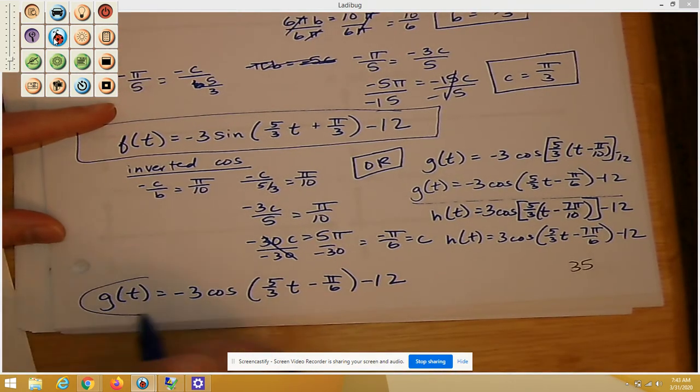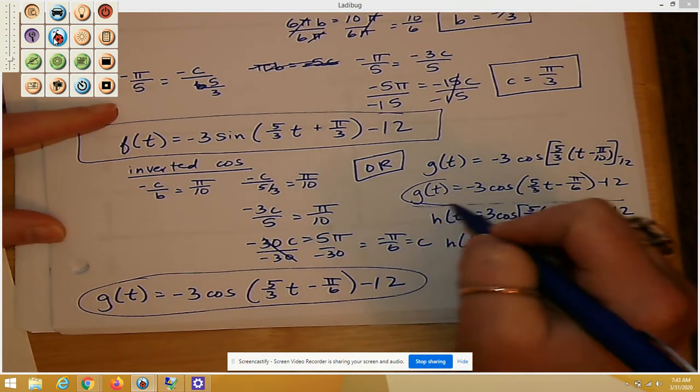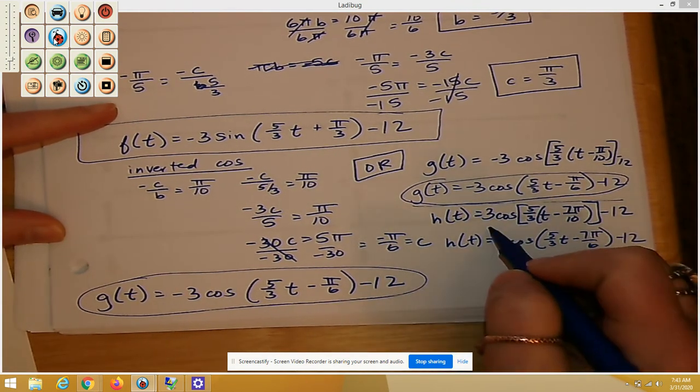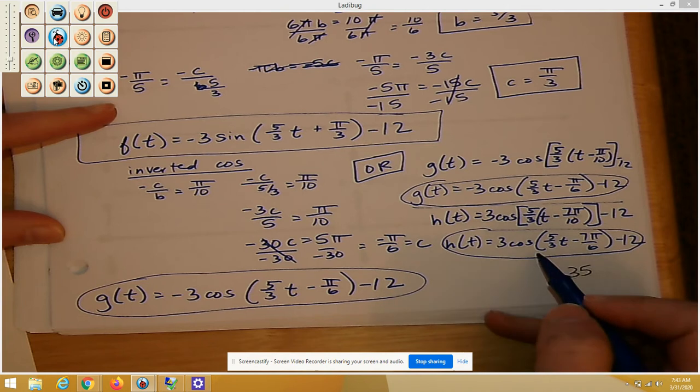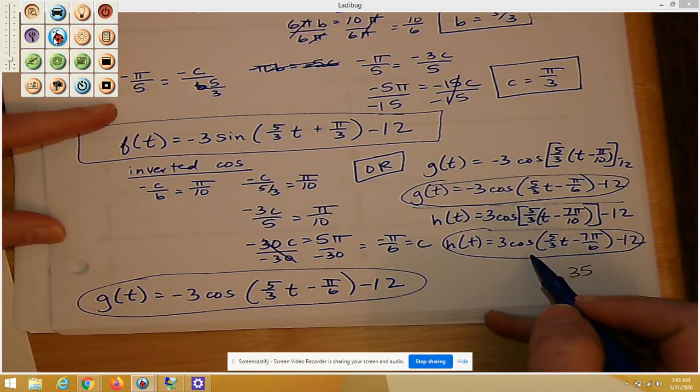So I showed you how you could get g of t a couple of different ways. And then this is h of t. So this was a regular cosine, not inverted.